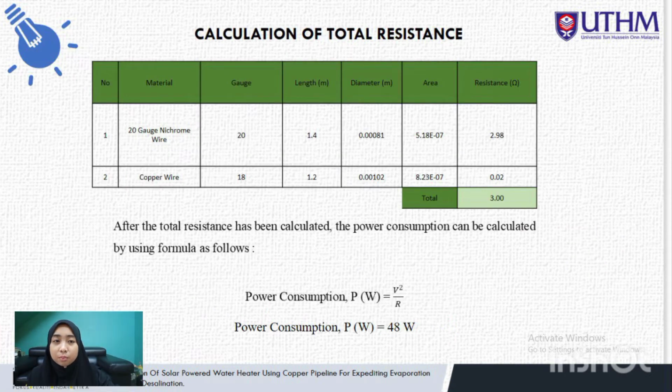For the calculation, before we proceed to the PV selection and battery capacity selection, we have to calculate the resistance first. For the load resistance, we take it from the nitrile wire and copper wire. The total resistance is 3 ohm. After we get the resistance, we can calculate the power consumption using the DC power supply of 12 volt. The power consumption we get is 48 watt for the solar power water heater.